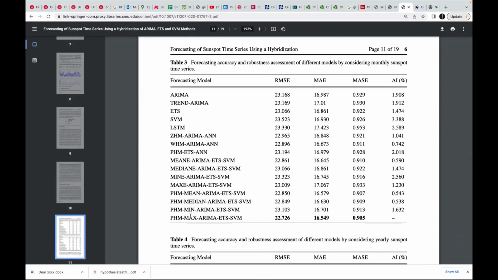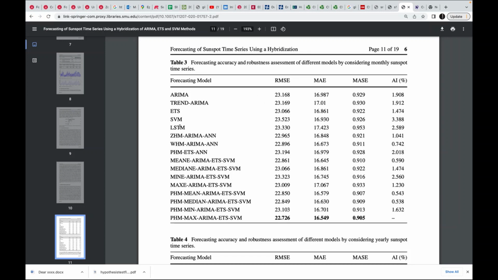Look at all the different models that they fit across the sunspot data. It's important to note that they looked at one step ahead, a horizon of one, the next month or the next year, all the way across the time series. For the monthly data, the RMSEs were in the 23s and 22s, where the lowest one was where they took the max. Remember, we said we ensembled those three different ARIMA, ETS, and SVM models. They took the max of the ARIMA, the ETS, the SVM, and then did their method where they used the SVM to model the residual and then added them back together. That gave them the lowest, bolded here, of 22.76.